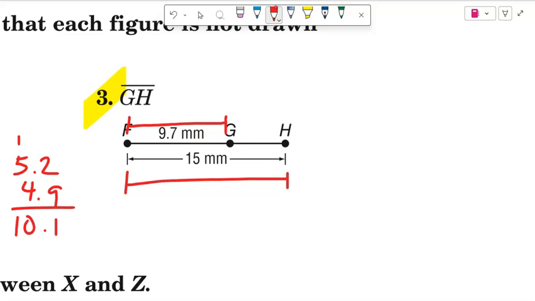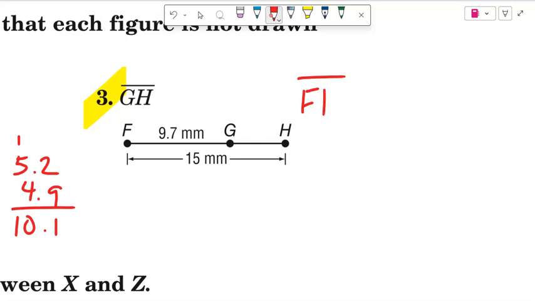Okay, so let's go ahead and write our segment addition postulate. How would we name this whole line? Or this whole segment, excuse me. What do we call it? Segment FH. The whole thing is equal to the part plus the part.